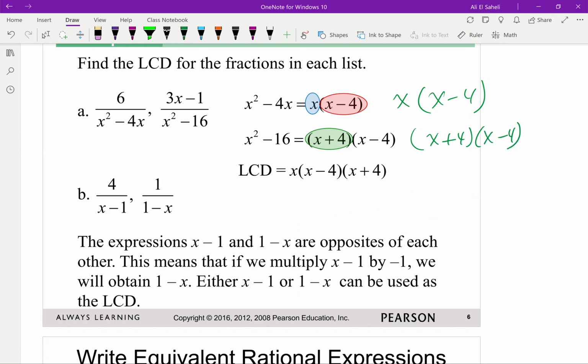Alright, now we look. x appears only here to the power 1, so we include x. x minus 4 appears here and here, only to the power 1, so we include it. x plus 4 appears here, to the power 1, so we include it. This is the least common denominator of these two denominators.